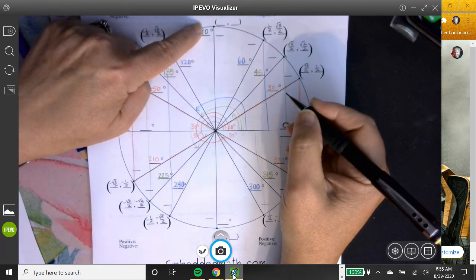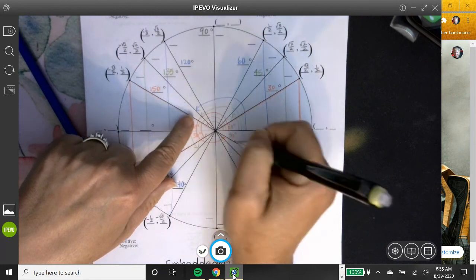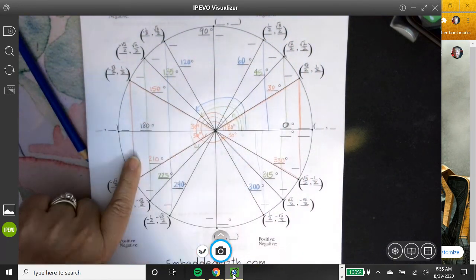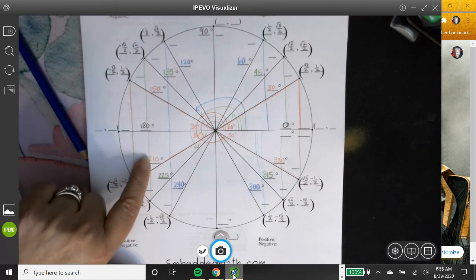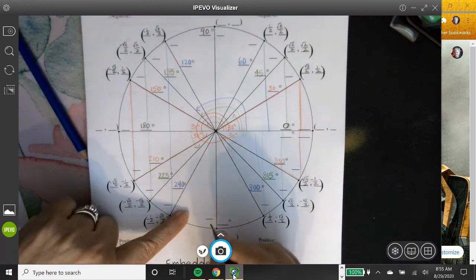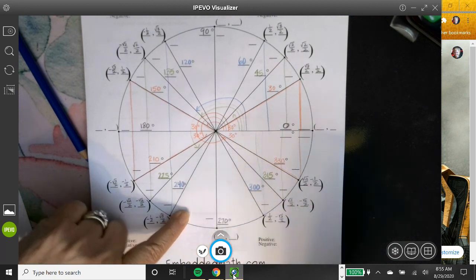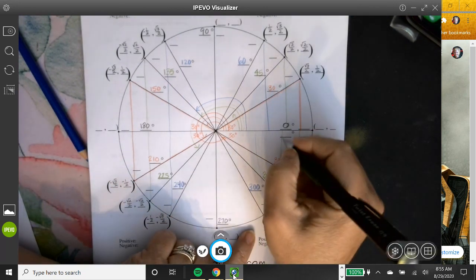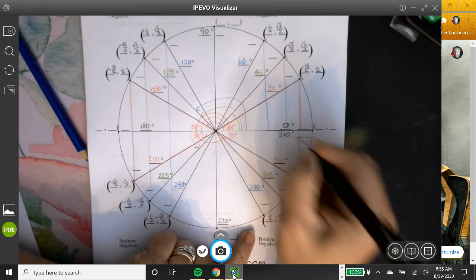And then we went 90, and we rotated again, 120, 135, 150, and then we know that this angle is 180 degrees. And then we went to 210, 225, 240. This one is going to be 270 down here. And then 300, 315, 330, and then this would be 360 degrees.